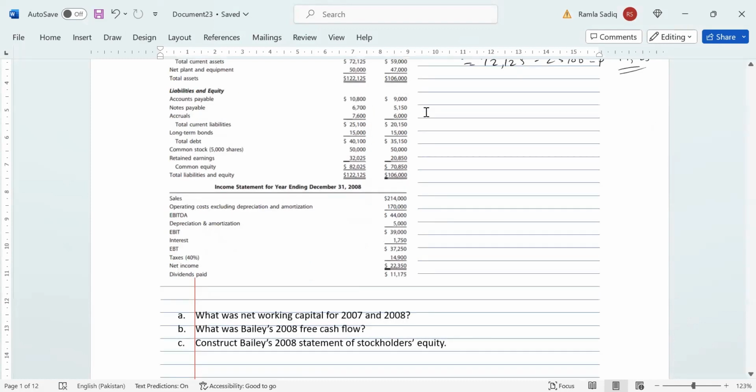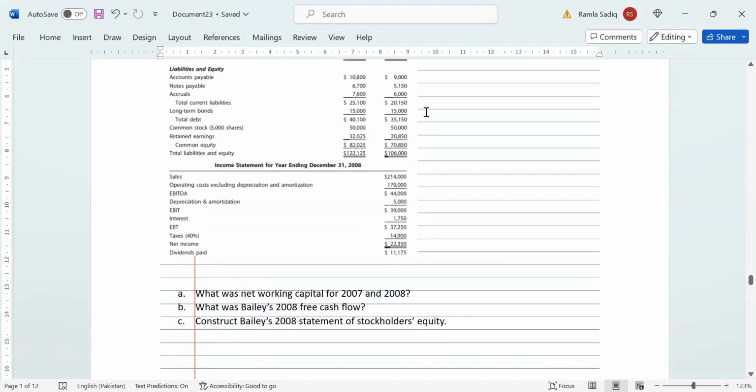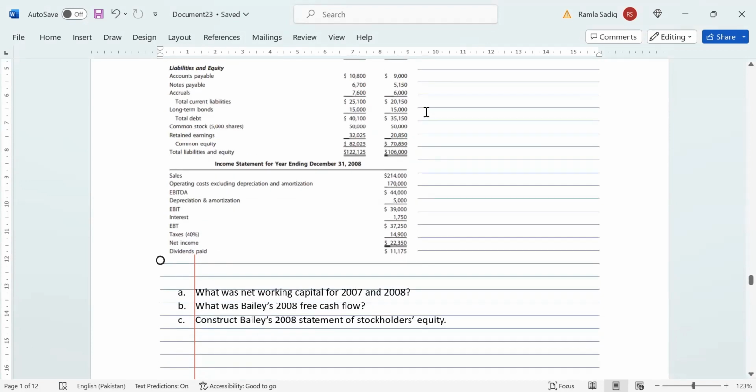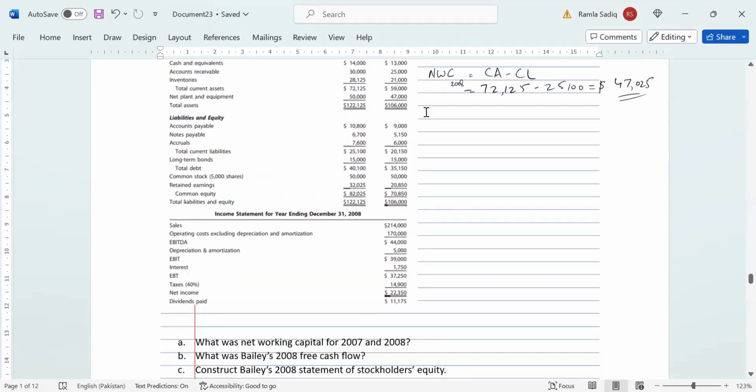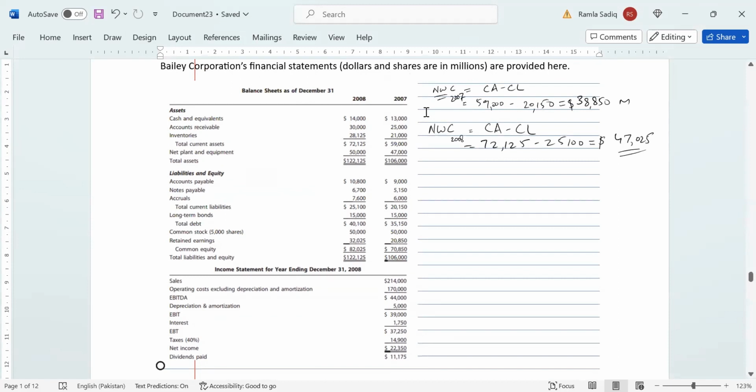So that's part A. We've been able to calculate the net working capital for 2007 and 2008. In part B, we want to see how to calculate Bailey's free cash flows for 2008. Now, free cash flow can be calculated as EBITDA minus taxes minus net investments in operating capital minus net investments in fixed capital. So let's go ahead and calculate all of these one by one.